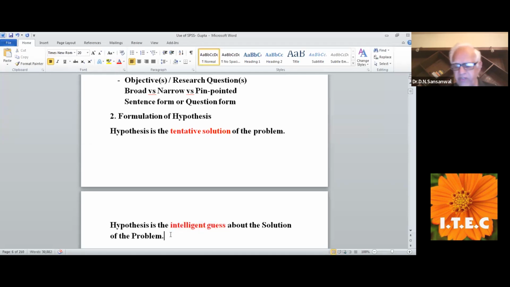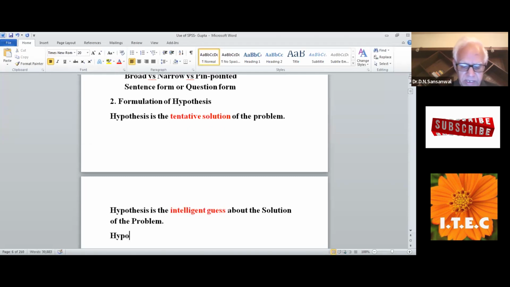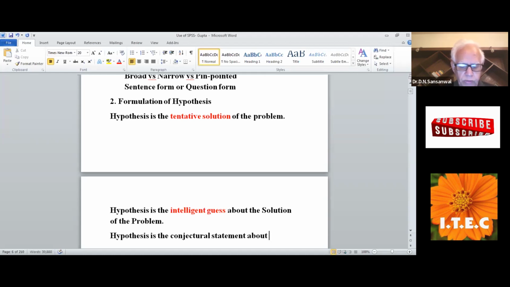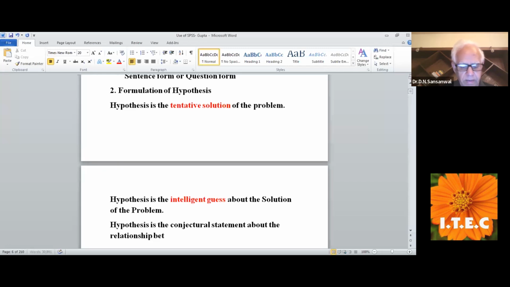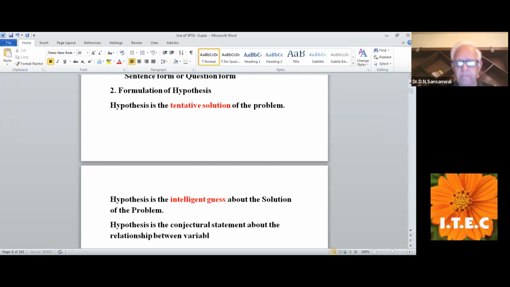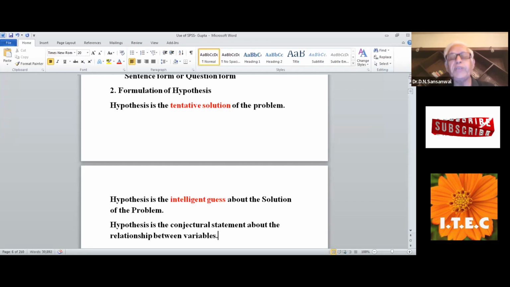And then the third definition is: hypothesis is the conjectural statement about the relationship between variables. So it is conjecture, meaning tentative. So it's not final.